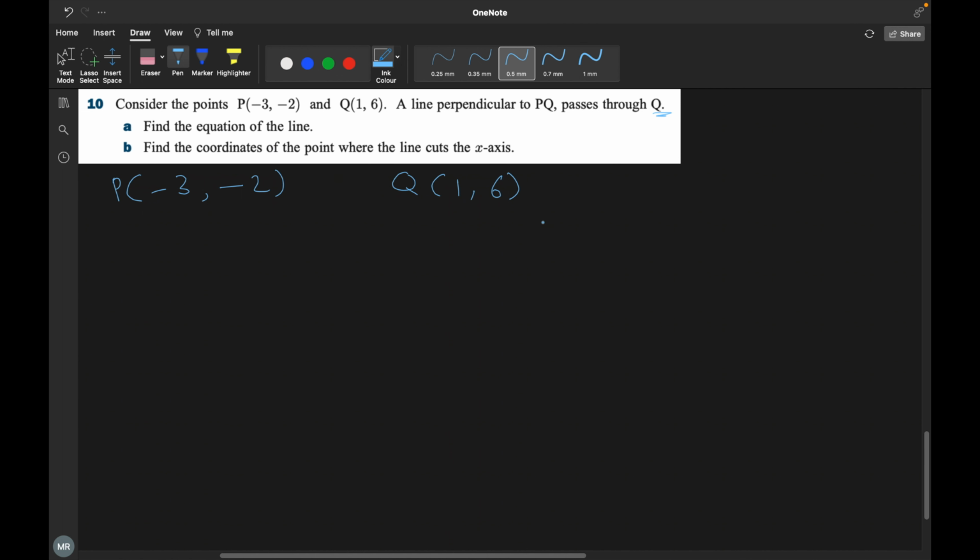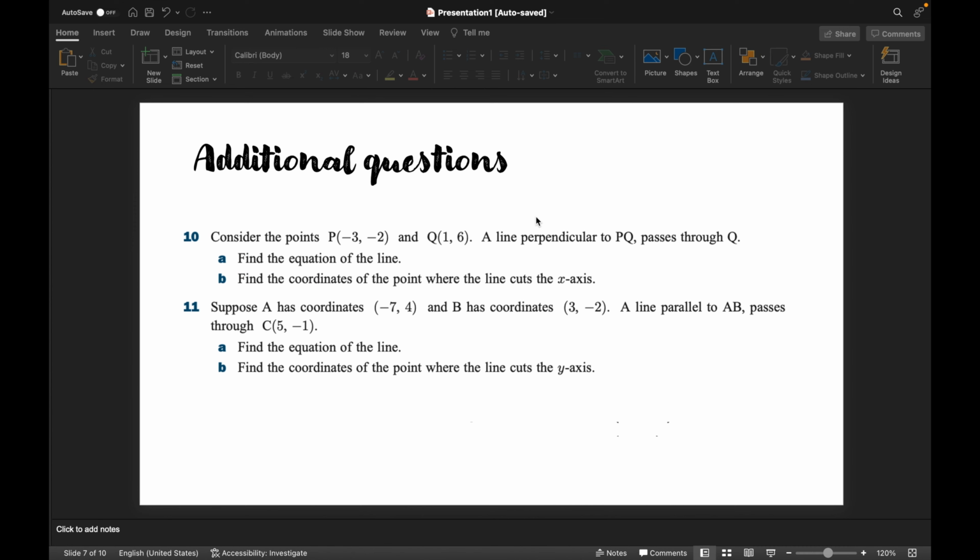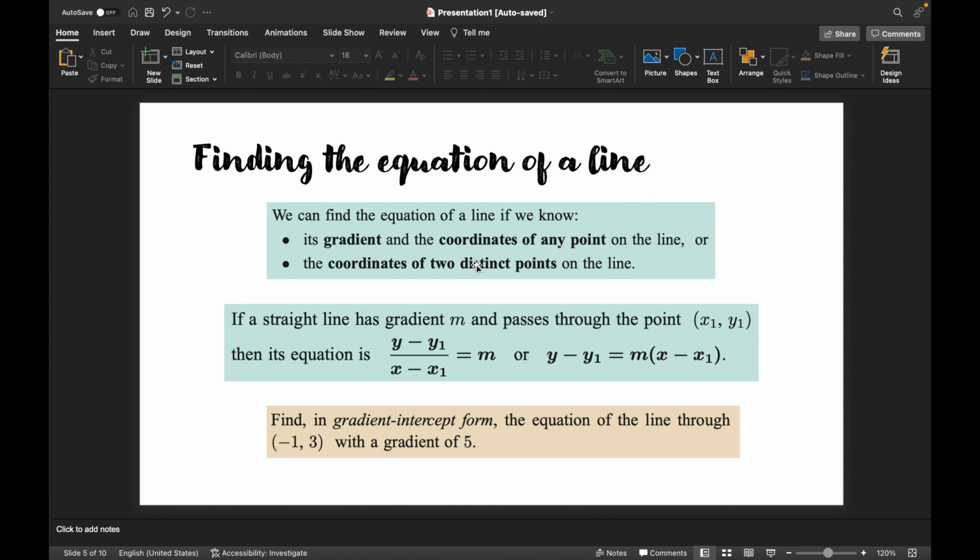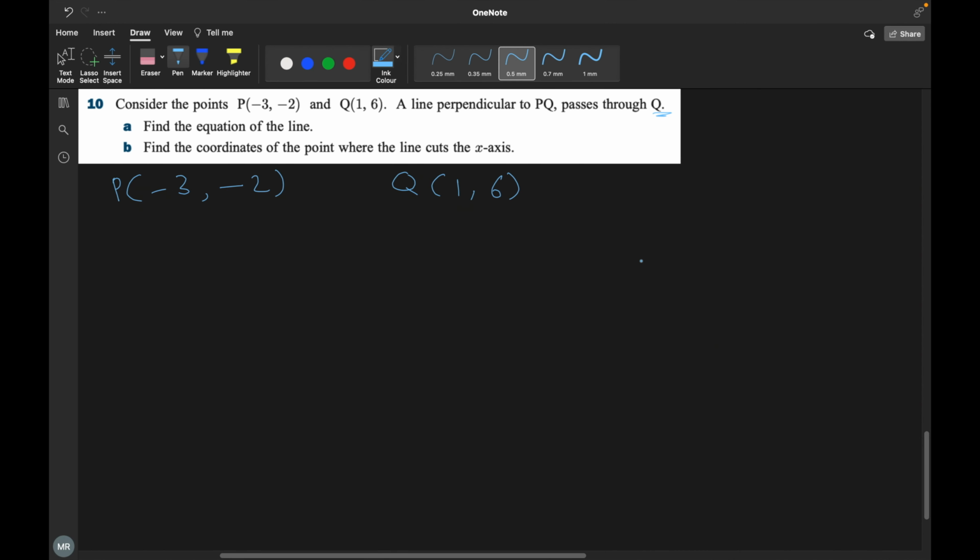Okay, now you can see that we haven't really been given any information in terms of this slide, right? So you have to think about it intuitively. We don't know the gradient, we just know a few things. So now let's just think about what we can do. Okay, let's see what we've been given.